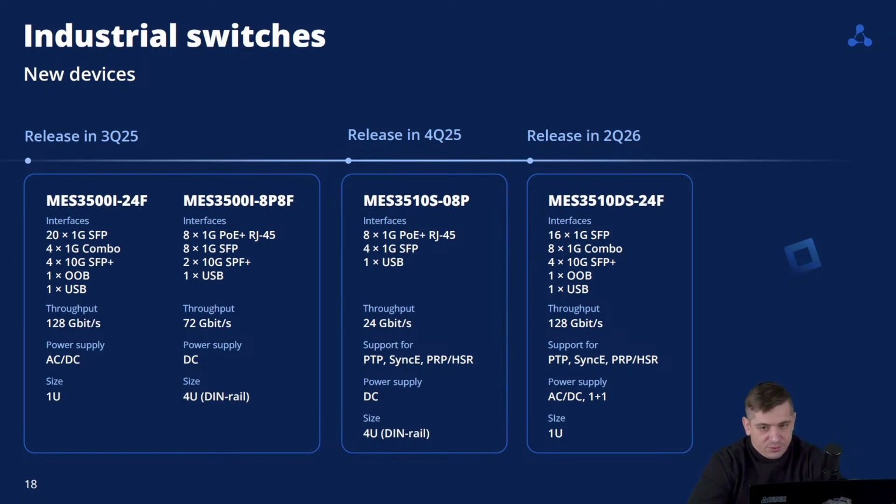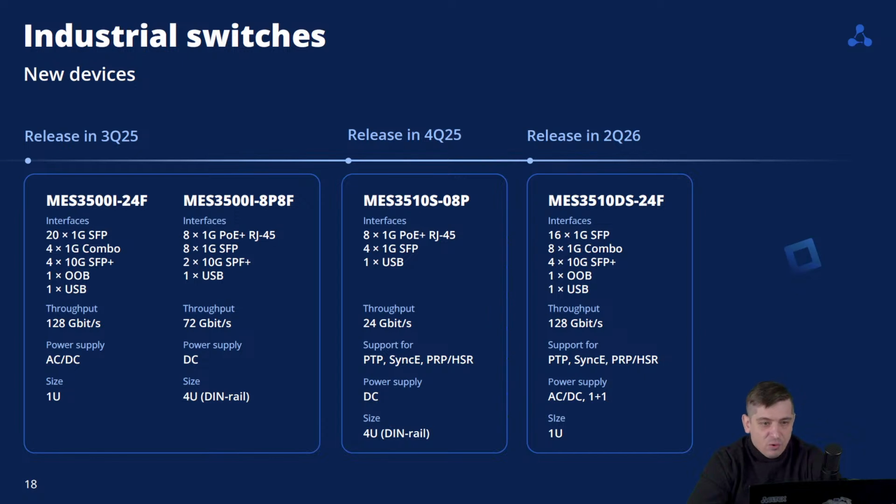These switches also got some new features like 10 gig SFP+ interfaces. Before, we used on the industrial switches only 1 gig fiber or copper interfaces, but these switches will have support for 10 gig.